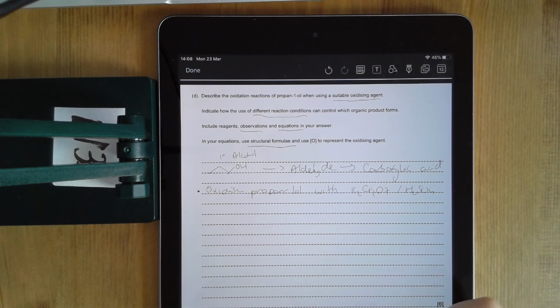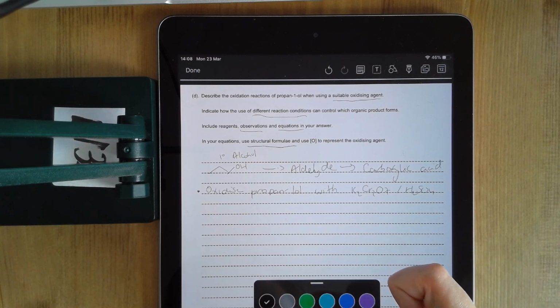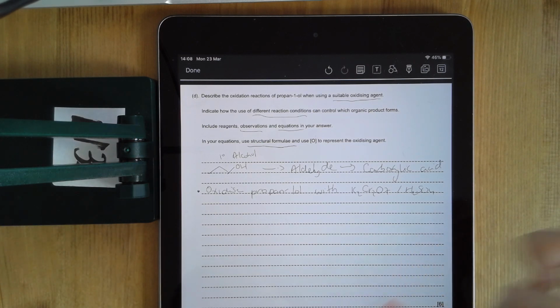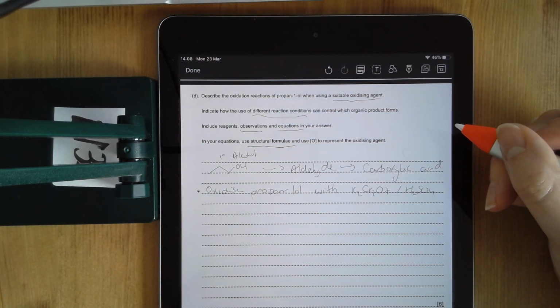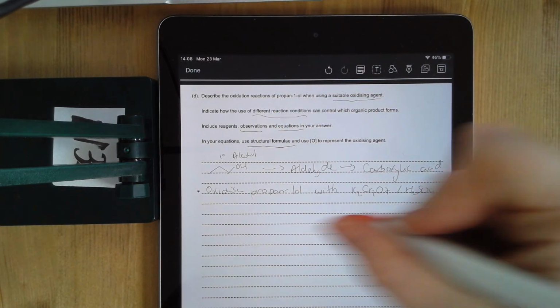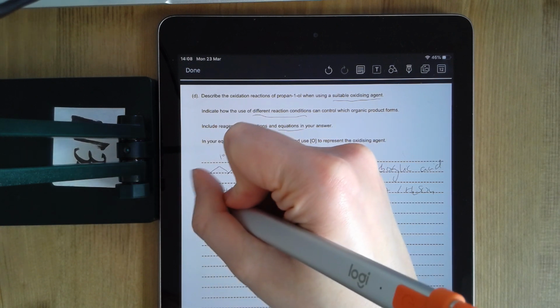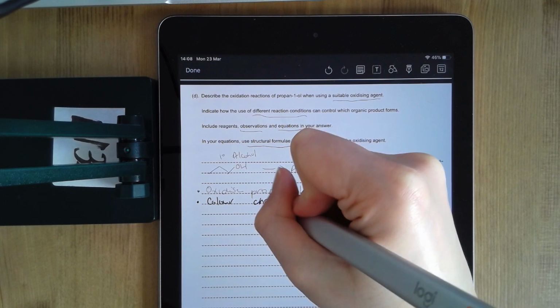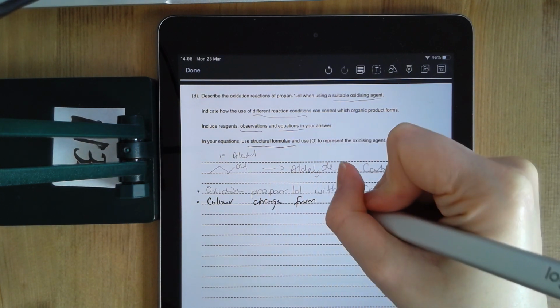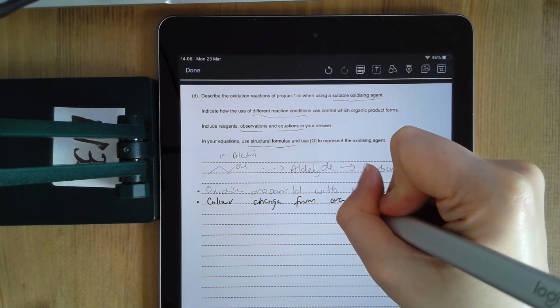On the mark scheme, it said that a lot of people lost marks because they said potassium dichromate, but they didn't mention that it was acidified. So please mention that it is acidified. They want to know what you're going to see. Oxidized propan-1-ol with acidified potassium dichromate, you will see a color change from orange to green.